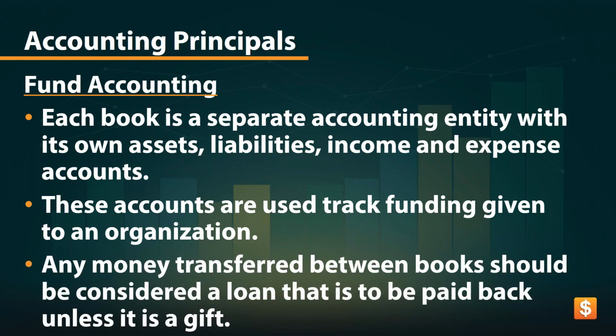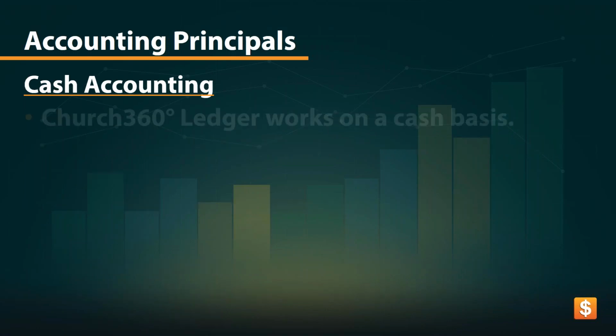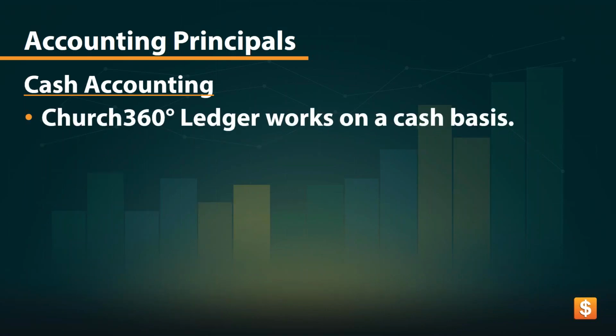The third item is that any money transferred between books should be considered a loan that is to be paid back, unless it's a gift. Since each book is separate, if you're transferring money between those books, it's going to show on your statement of income and expense, and you may want to reverse that so your statement of income and expense is not incorrect or does not have a bad balance. Okay, that's fund accounting.